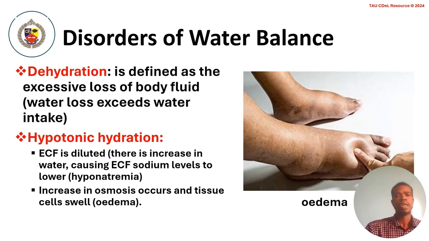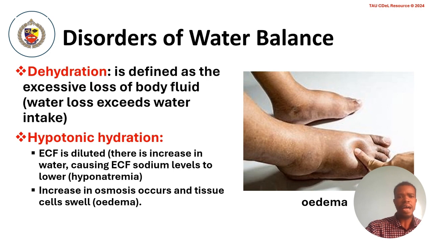Now, let's move on. Disorders of water balance. We have dehydration, which is defined as the excessive loss of body fluid, where water loss exceeds water intake. Once the water loss exceeds the water intake, it is dehydration. And we all know what dehydration is. When you are thirsty, it means you are dehydrated. It means you are in need of water.